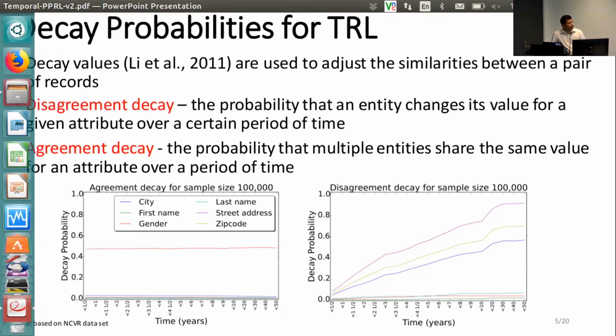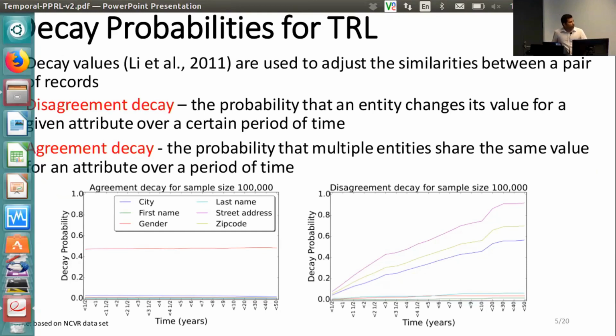And we did some experiments on the North Carolina voter registration data set, and we calculated the disagreement decay and the agreement decay probabilities. As you can see in the right-hand side plot, the disagreement decay increases monotonically with time, while the agreement decay just stays constant along the time period, because the agreement decay generally relies on the number of distinct values you have for a given attribute in the data set. So for this research, we only use disagreement decay in our approach.